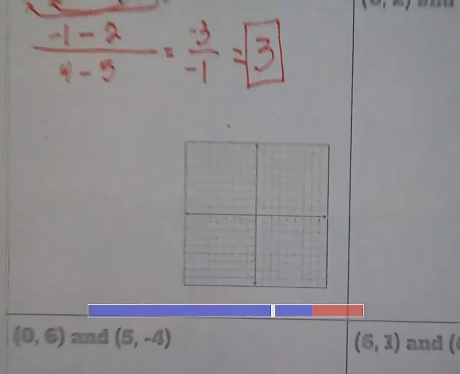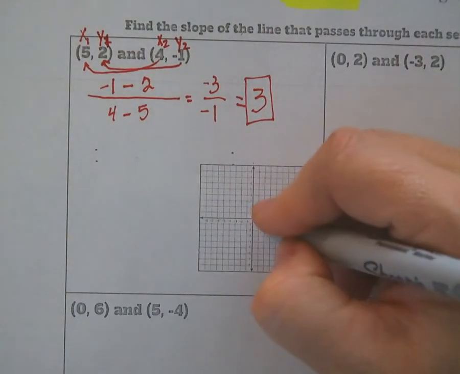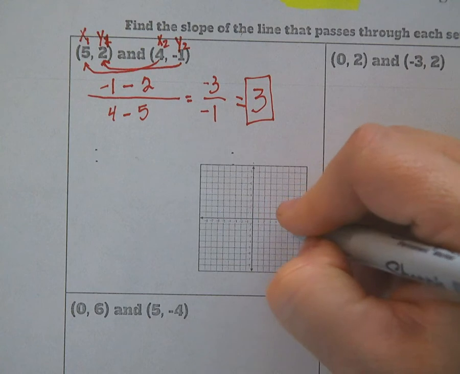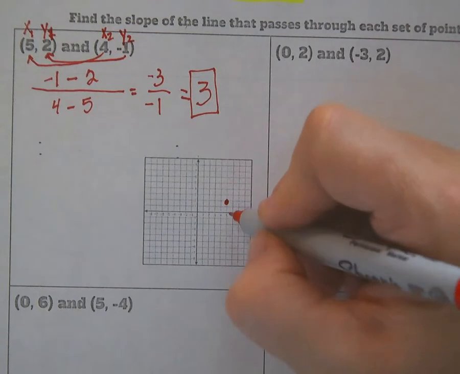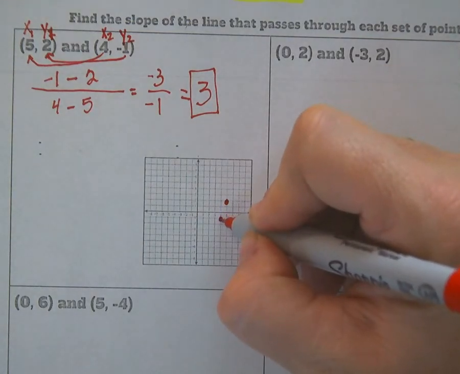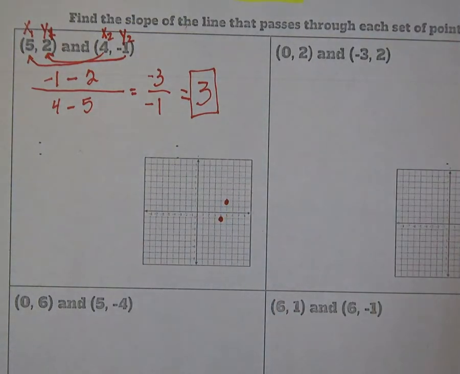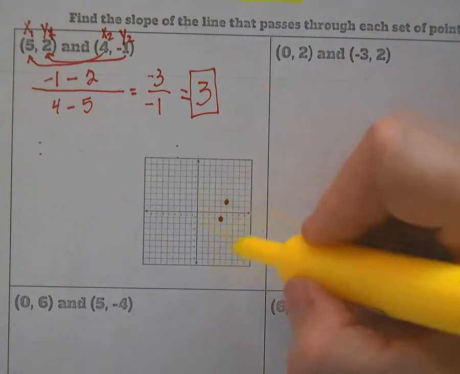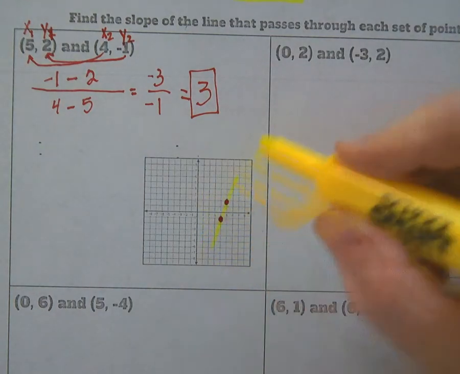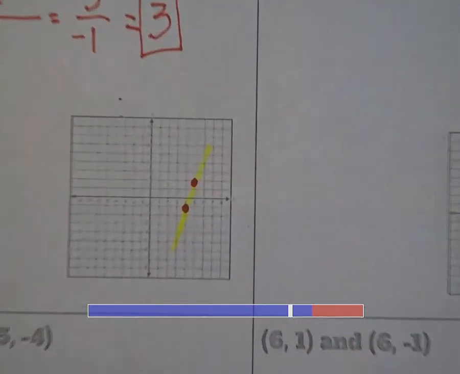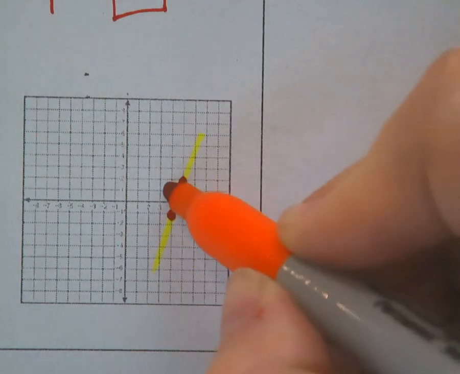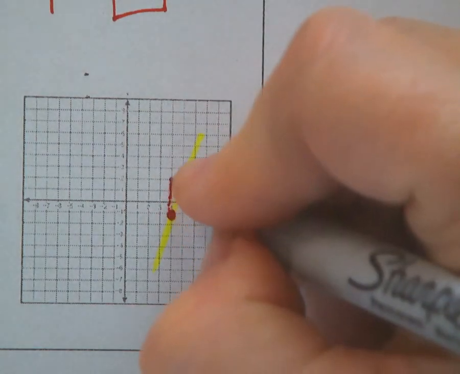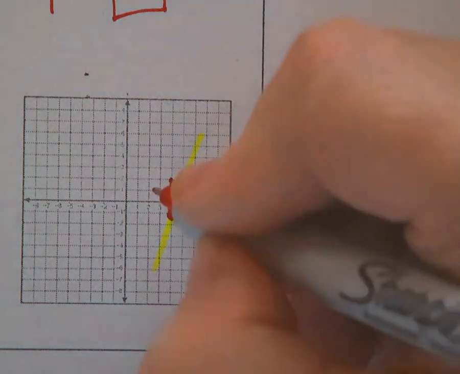Okay? All right, real quickly, let's go down here and just see what this looks like on the graph. So if you go over 5, 1, 2, 3, 4, 5, and up 2, there's the ordered pair 5, 2. 4, -1 is right here. So to figure out the slope between these 2 points, you start at the left and you rise 3, run 1. So that fits with our work.